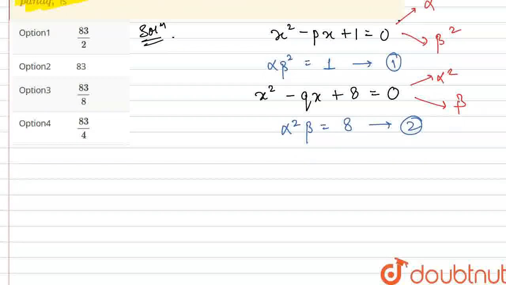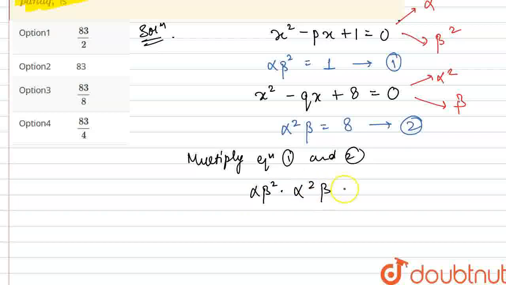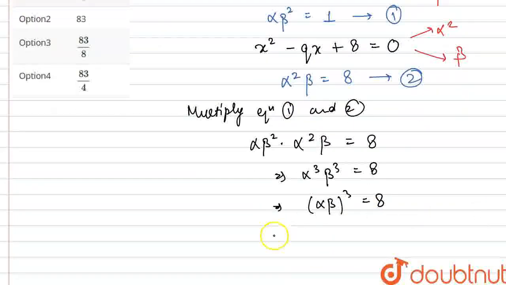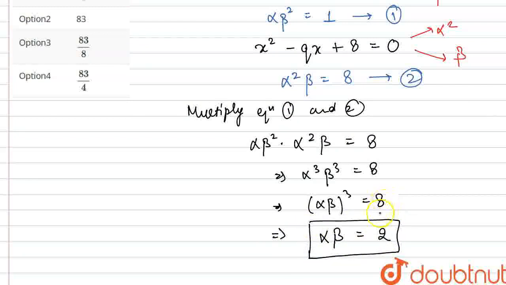If you multiply equation 1 and 2, what we will get is alpha and beta square into alpha square beta equals 8 into 1, that means 8. Or I can write that alpha cube into beta cube equals 8, or alpha beta whole cube equals 8. And from here we get the value of alpha into beta equals 2.